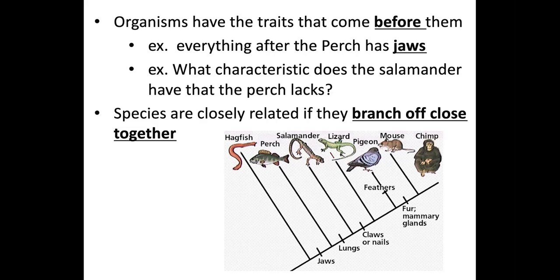So species are closely related if they branch off close together. So the closer they are on the phylogenetic tree or cladogram, the more closely related they are. So looking at this specific one, who would be most closely related to the chimp? Who would be the least like the chimp? Perfect. That's it.